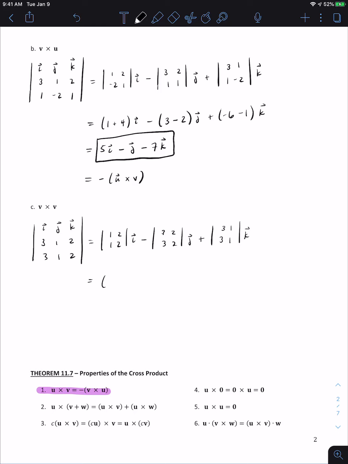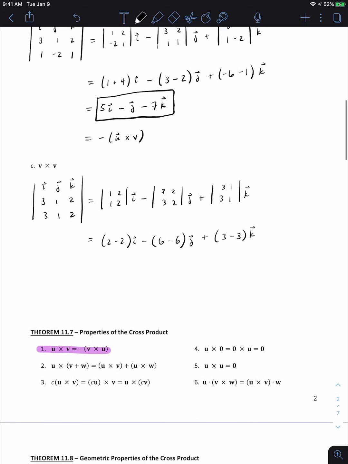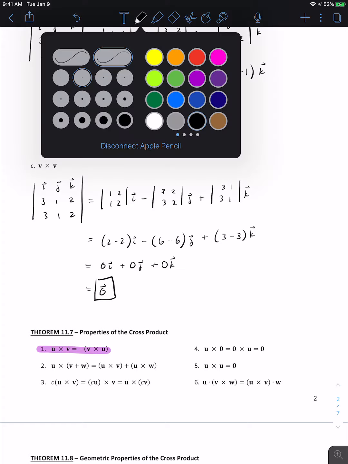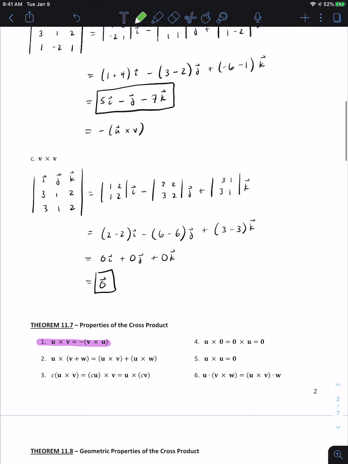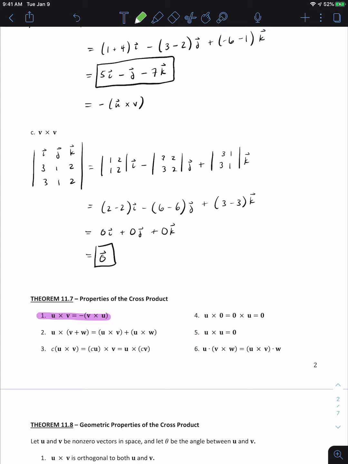And in this case, I would get 2 minus 2, i minus 6 minus 6, j plus 3 minus 3, k, which is just going to be 0 i minus or plus 0 j plus 0 k, which is just the 0 vector. All right? And that's actually not proving, but illustrating part of the theorem: any vector cross product with itself is equal to 0, right? So we illustrated that there.